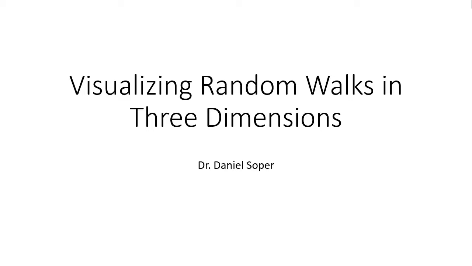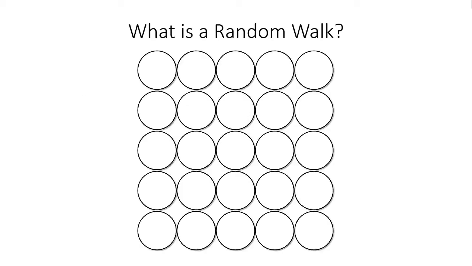To begin, let's take a look at what is meant by a random walk. A random walk is simply a series of steps through a space, where the location of the next step is chosen randomly from among the set of available options.